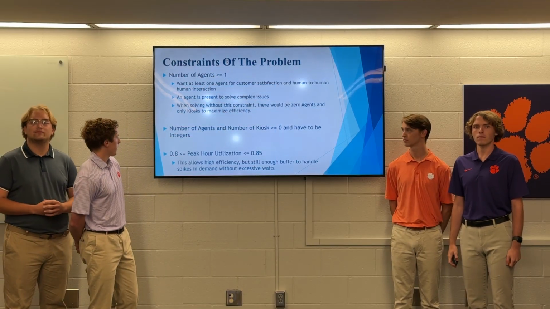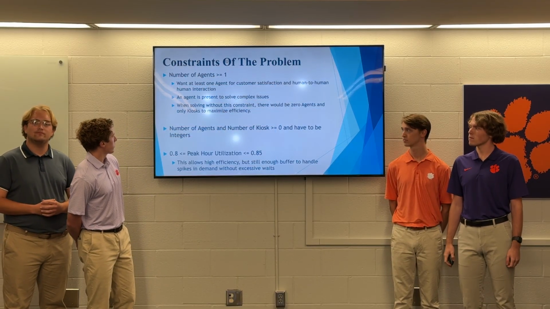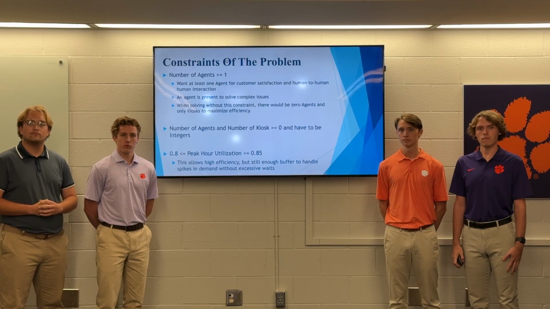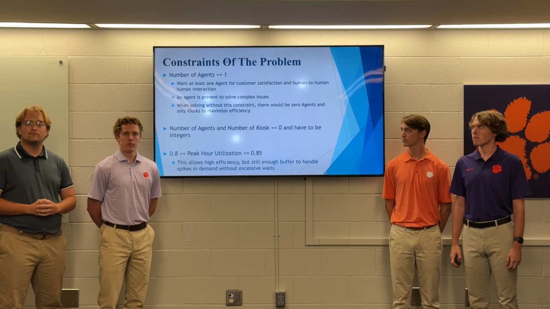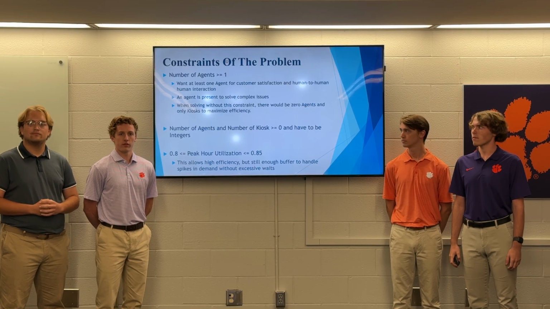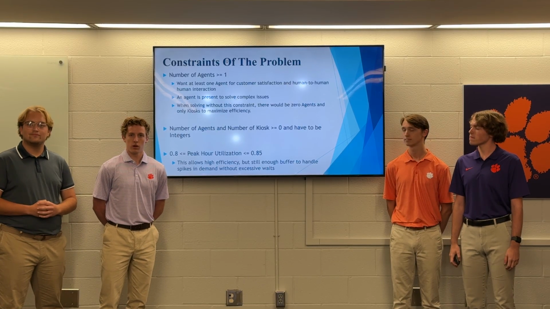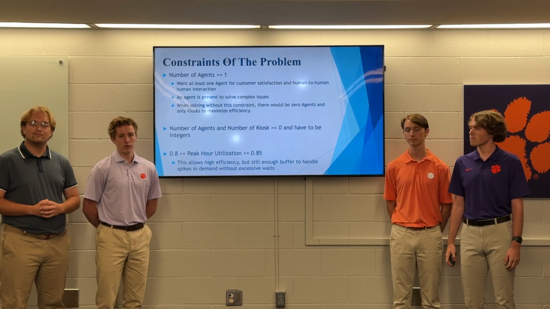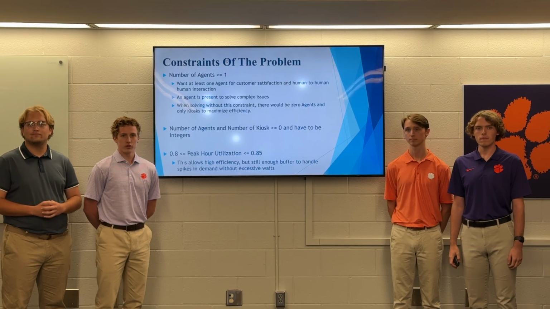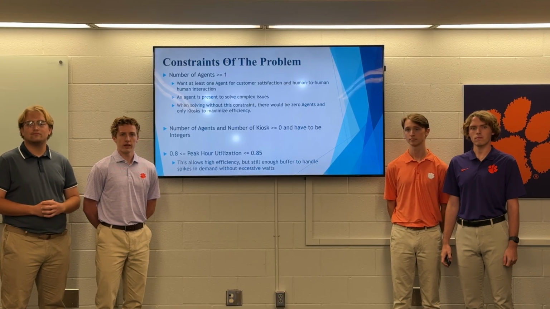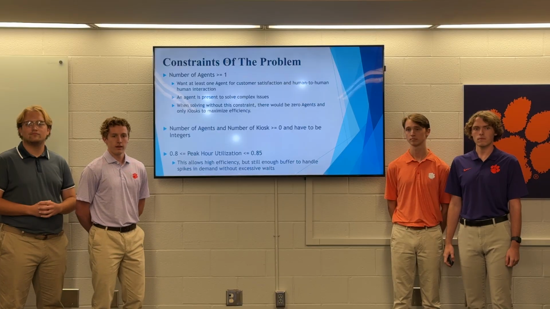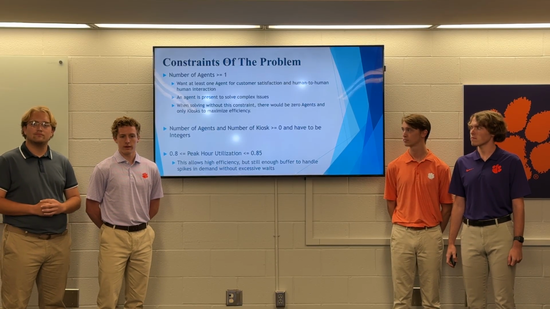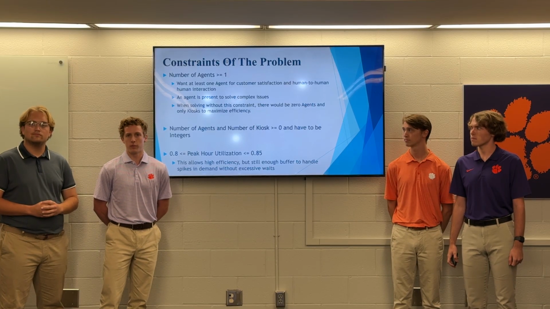Some of the constraints we had to think about in Solver included having at least one agent at the front desk at all times. This is because for complex problems, people prefer face-to-face interaction instead of having nobody there and having to solve it on their own. And for the peak hour utilization, between 80 and 85% was the good medium we found to not have an overload amount of work, but not an under amount, so they're having just about the right amount of work at all times.